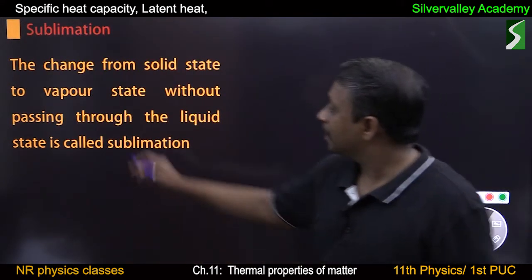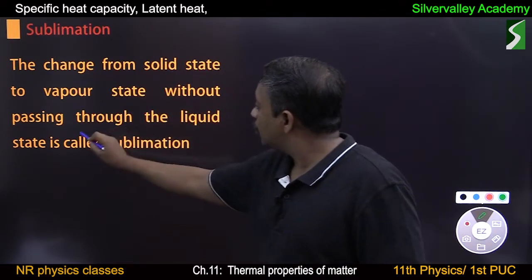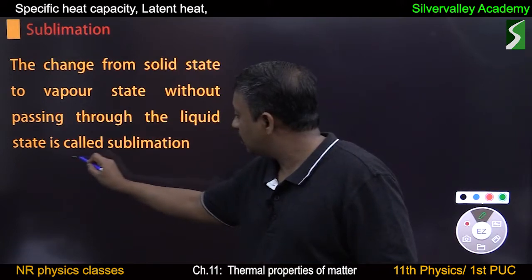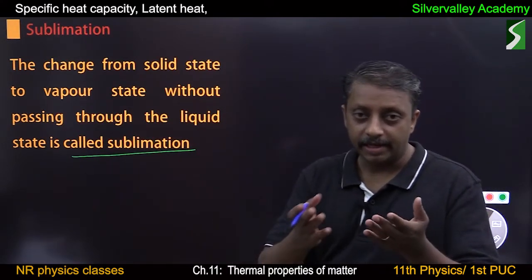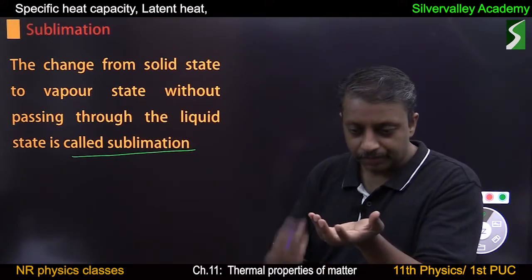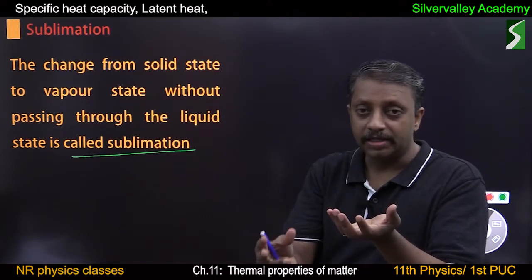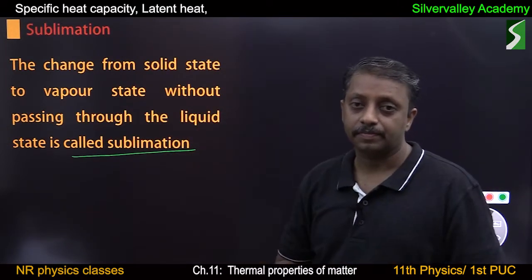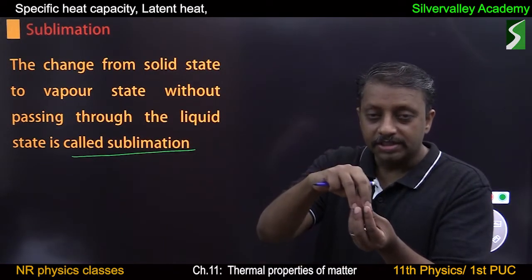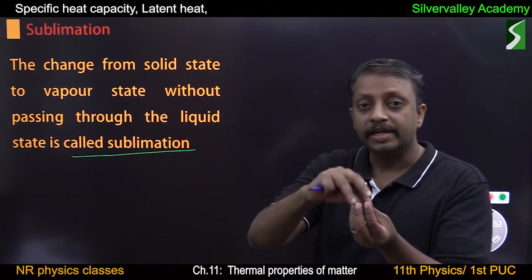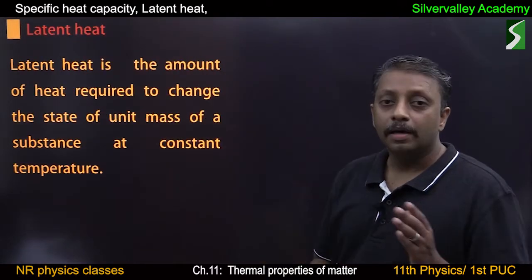Sublimation, the change from solid state to vapor state without passing through the liquid state is called sublimation. So beautiful example is dry ice, isn't it? Dry ice, solid state, it goes to vapor state directly without melting. That is sublimation. Camphor, camphor goes from solid state to vapor state without entering the liquid phase. That is sublimation.